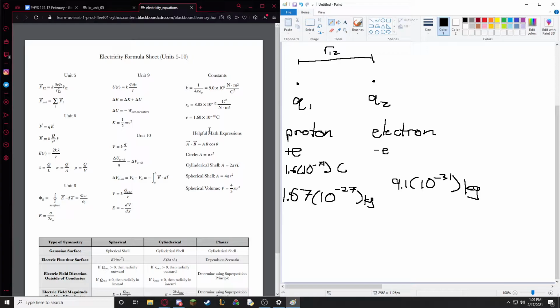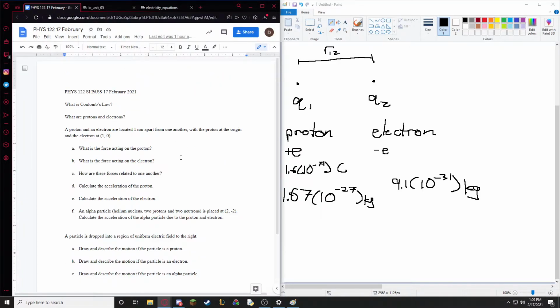So that's basically most of the information that you'll need in order to do most of the problems you'll see in this unit. Honestly, most of the time he'll give you the masses of whatever charges you're using. He won't just say proton or electron or whatnot. He'll give you masses, he'll give you charges, and you'll be able to calculate stuff. So let's go ahead and hop into an example problem.